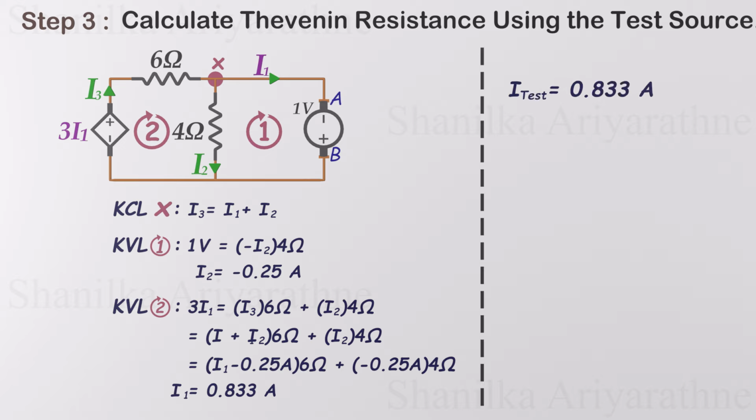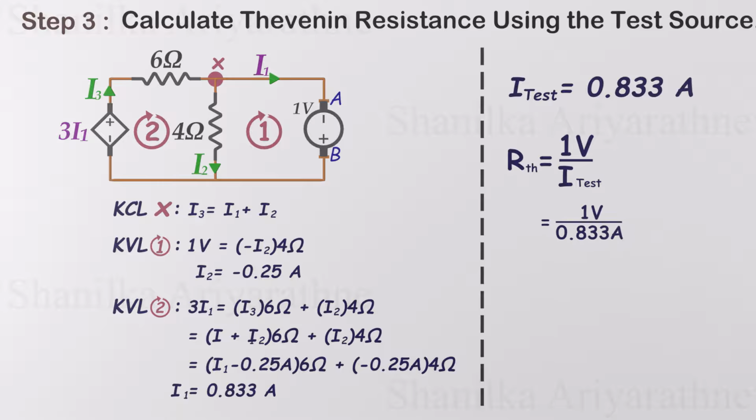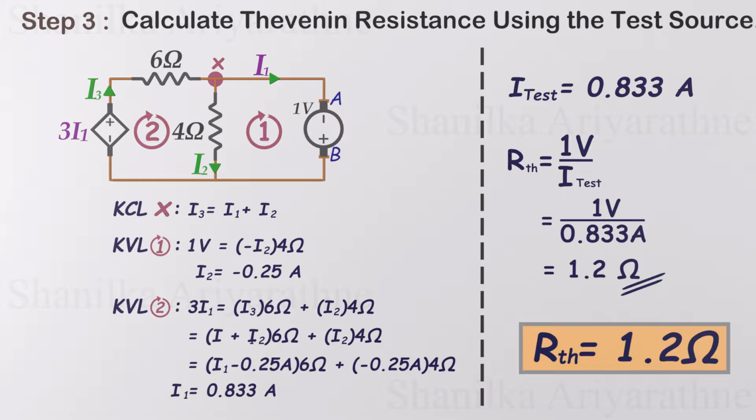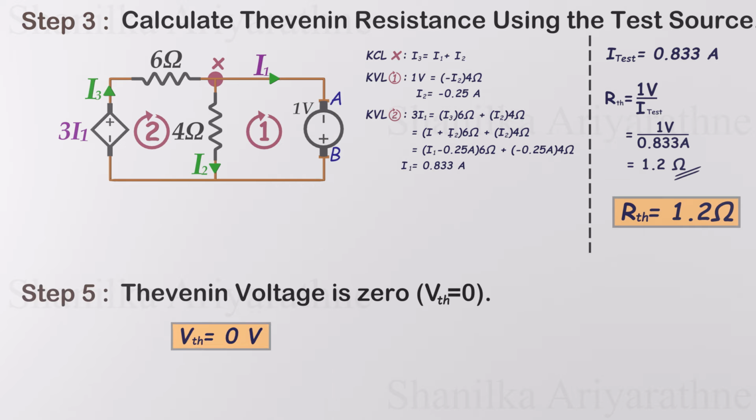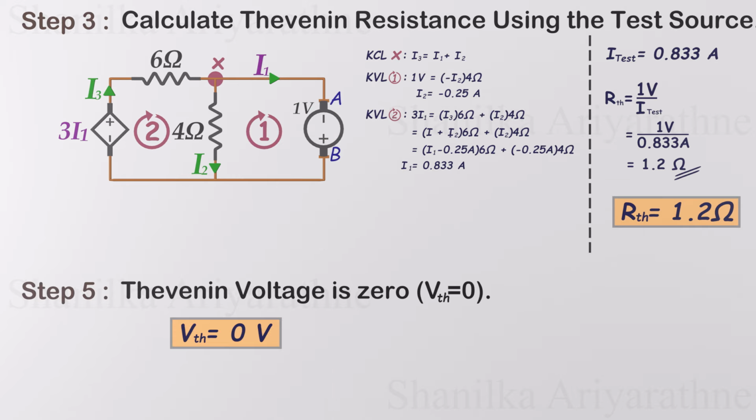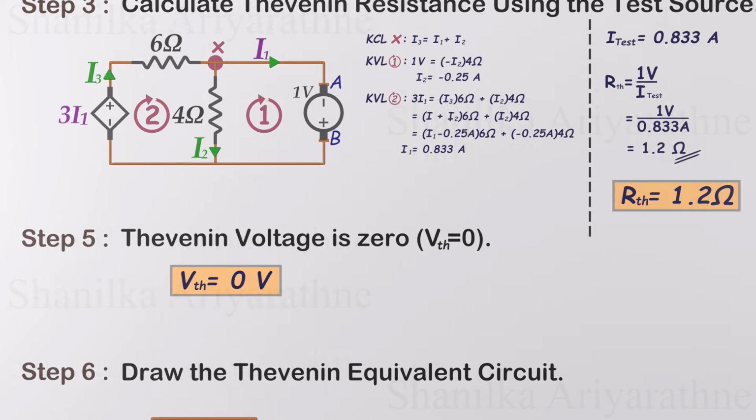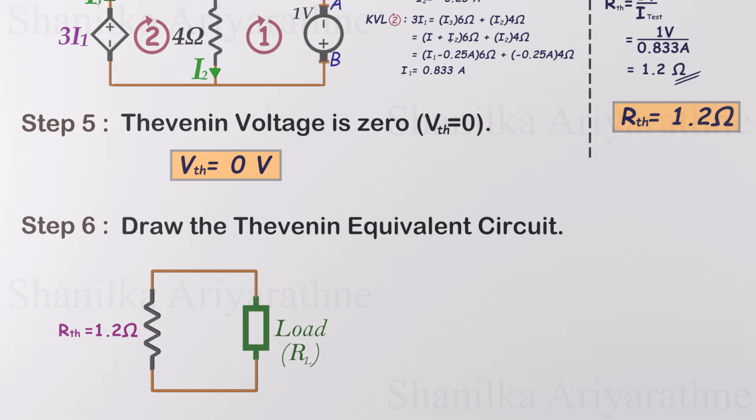Now that we know the test voltage and current, we can calculate the total resistance, which is equal to 1.2 ohms. This is the Thevenin resistance. If you use a current source instead of a voltage source, you would calculate the voltage across it and then find the resistance. Since there are no independent sources, the Thevenin voltage is 0. The Thevenin equivalent circuit consists only of the Thevenin resistance, as shown.